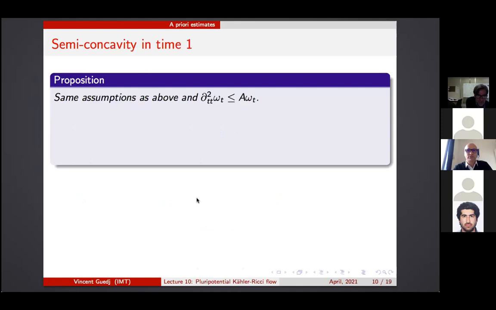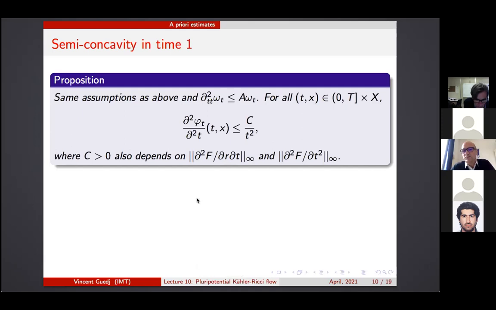So under the same assumption, I need one extra piece of information, which is a control from above on the second time derivative of omega t. Then we have the following information. Phi t, that was one of our goals, is locally uniformly semi-concave in time. And here is a precise statement, namely, the second time derivative of phi t is almost negative.